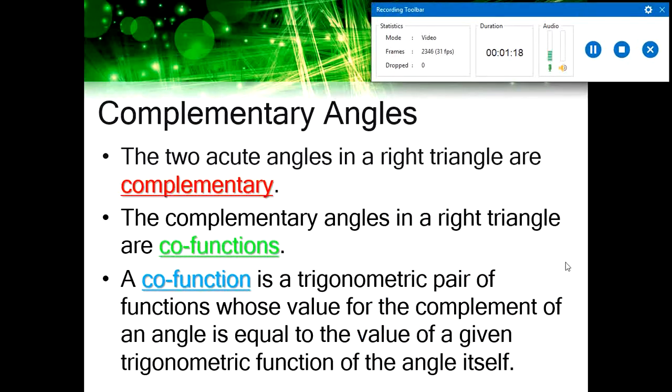Here's the official definition of cofunction. It is going to be a pair of functions that are going to be the same. Feel free to pause the video at any time if you need to stop and take notes.